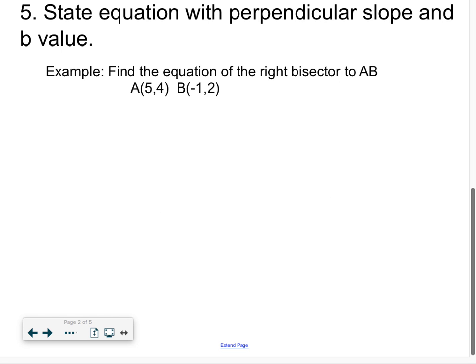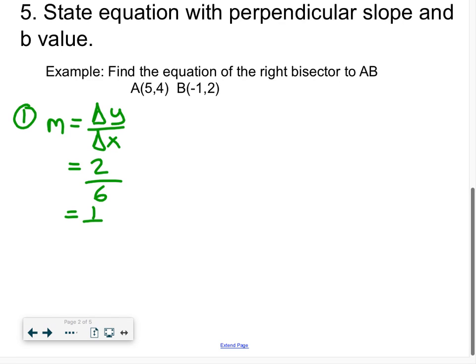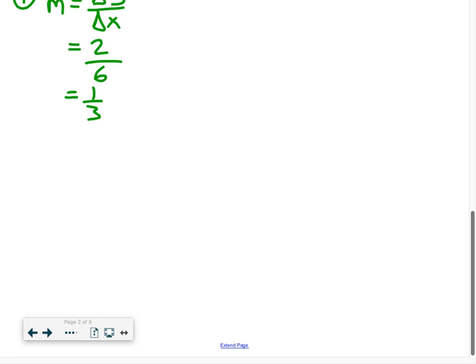Again, if you ever need to, you can obviously stop the video to write down stuff. I'm going a little bit quickly because it is a video. So step 1, find our slope. The slope is going to be delta y over delta x. Our slope here is going to be 4 minus 2, which is 2, and then 5 minus negative 1, which is 6, so our slope is negative 1/3. Our second step is to find the perpendicular slope. So we're going to make our perpendicular slope negative 3.